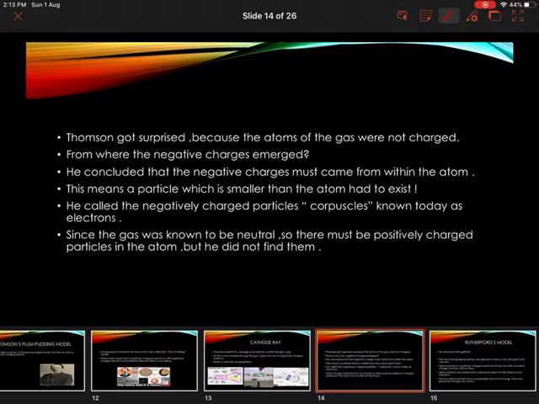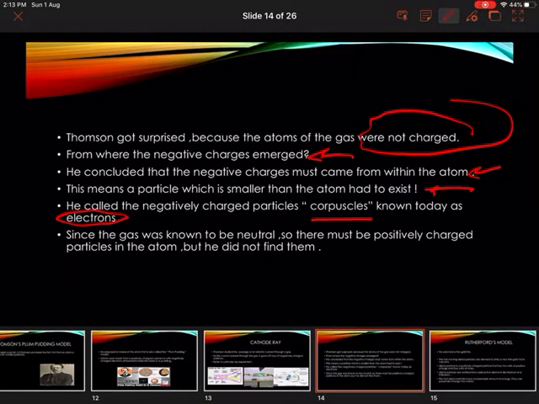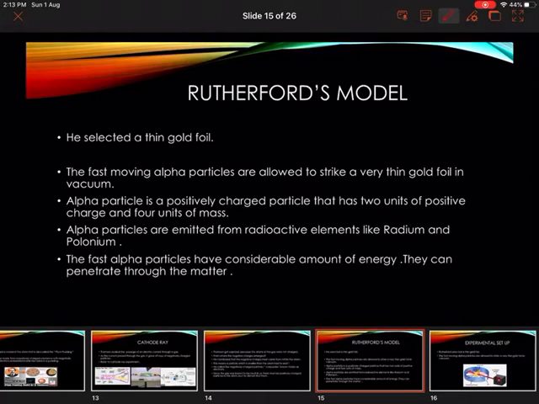Thomson was surprised because the atoms of the gas that he used were not charged. So where did the negative charges emerge from? He concluded that the negative charges must come from within the atom itself. This means there are smaller particles inside the atom. He called the negatively charged particles corpuscles. Today we call them electrons. Since the gas was known to be neutral, there must be positively charged particles in the atom, but he didn't find them.